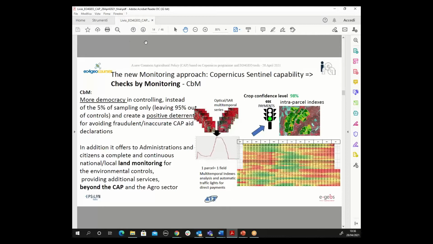We have to think of a table where each row is a parcel, and in the columns are the different markers to be extracted along the time.